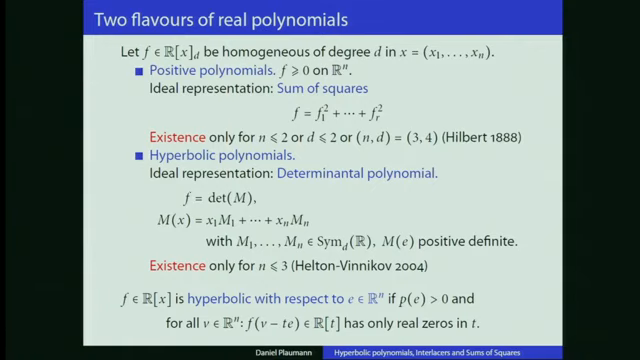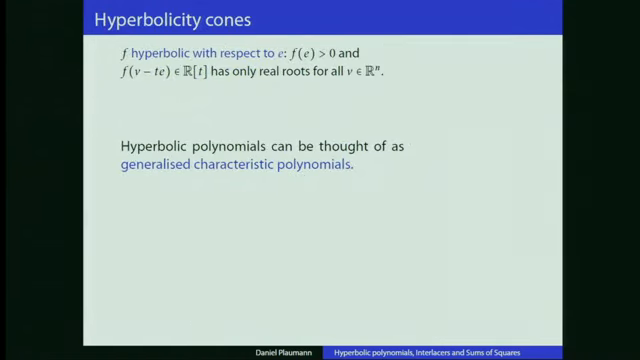So let me briefly look a bit more at these hyperbolic polynomials that you should have seen already on Monday. That's the definition again. All roots of f(v - te) are real, and of course I'm writing it down like this to make it already look like a characteristic polynomial, right? This looks like the characteristic polynomial of a matrix.